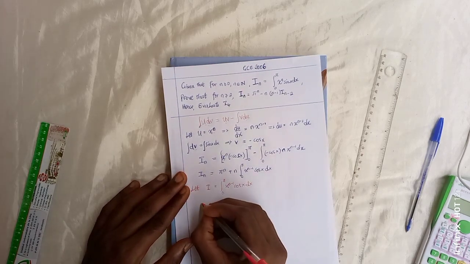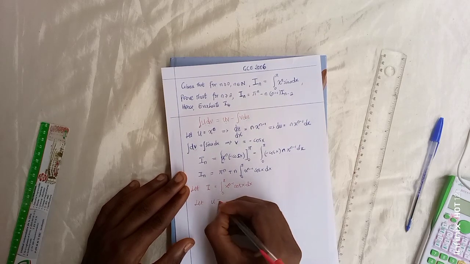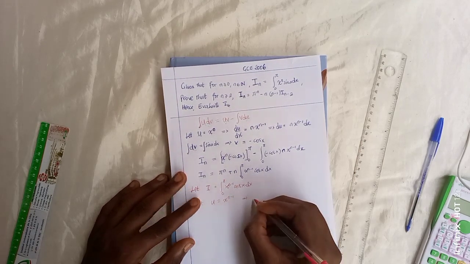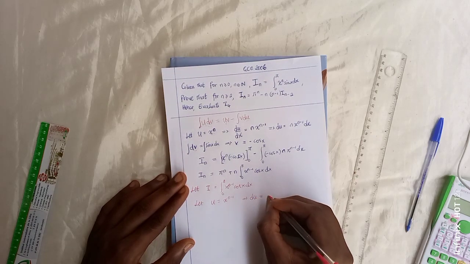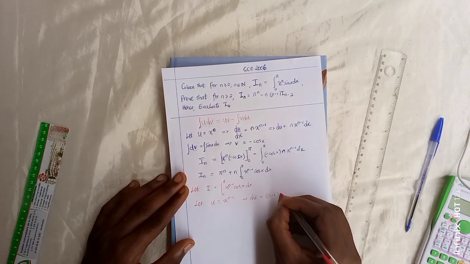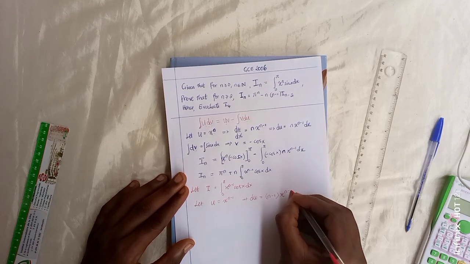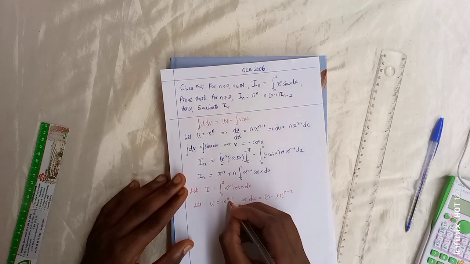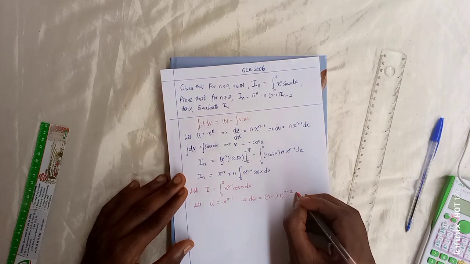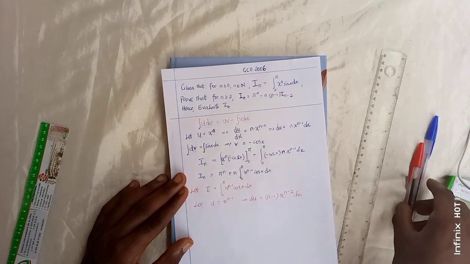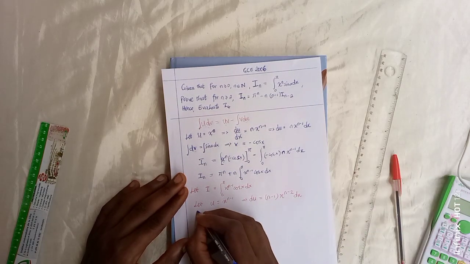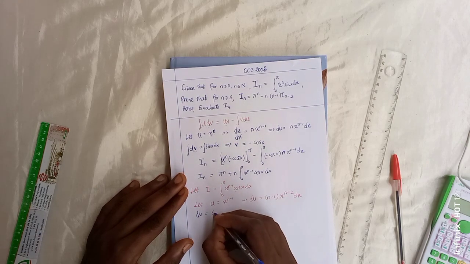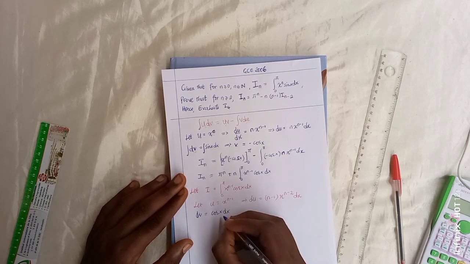I'm going to let u be this function, which implies that differentiating both sides, du is equal to n minus 1 times x to the power n minus 2. We copy the power and reduce it by 1, so it becomes n minus 1 minus 1, which is n minus 2, dx. Then dv is equal to the other part of the function. I'm applying the integration by parts formula again.